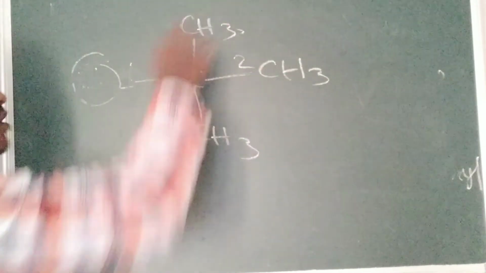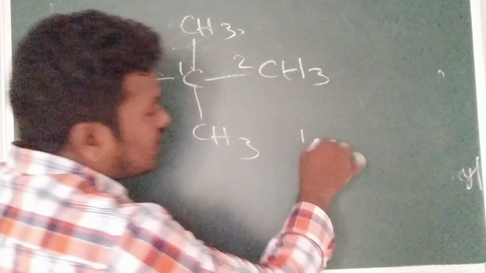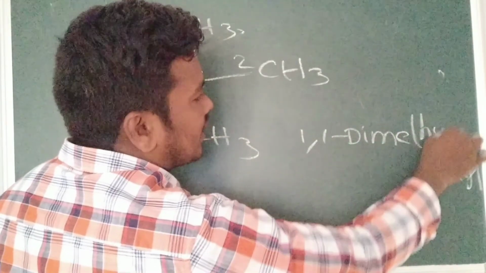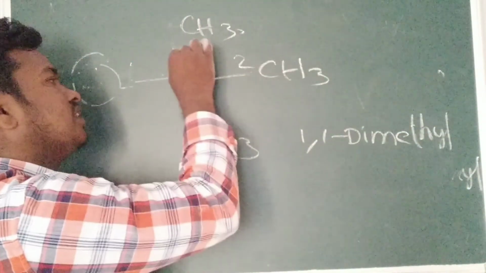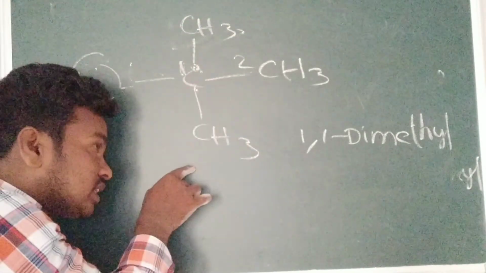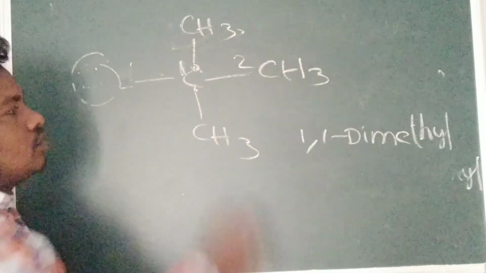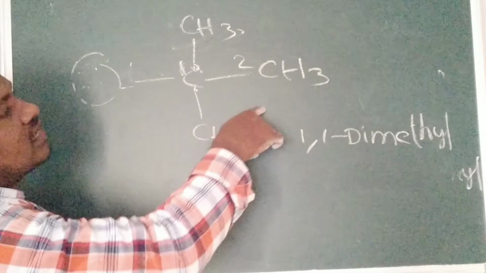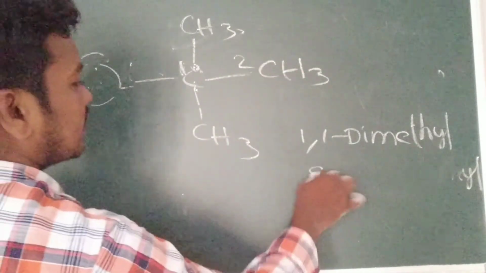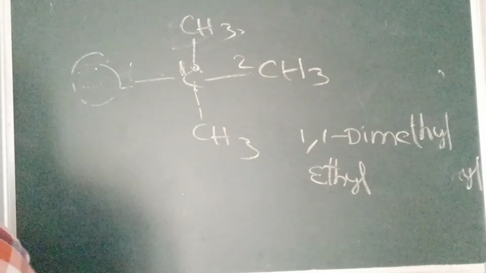1, 2. On this position, 2 methyl groups are present. So how can you write? 1 comma 1 dimethyl. Dimethyl, 2 groups are there, no? On the first position there is 1 methyl group. This is the main branched chain again. So 1 comma 1 dimethyl ethyl. 1, 2, and 2 is there, no? Ethyl. For a complex chain, we have to write the structures.